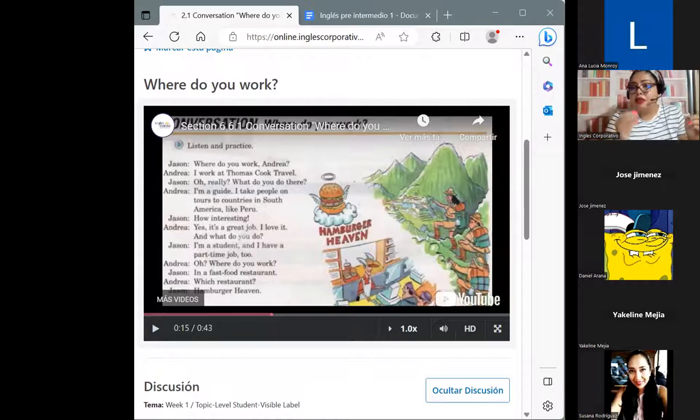Aquí tenemos dos palabras claves. I am a student, part-time job. I can make two different questions. What do you study? ¿Qué estás estudiando? Y la otra, que es la que ella le preguntó, where do you work? ¿Dónde trabajas? So in this case, we can make this conversation very informal. Podemos hacerla muy informativa.